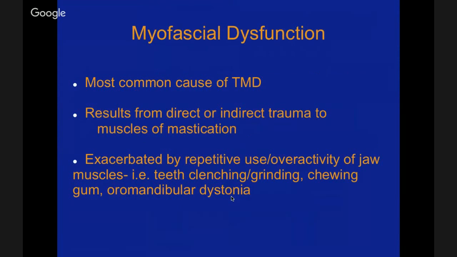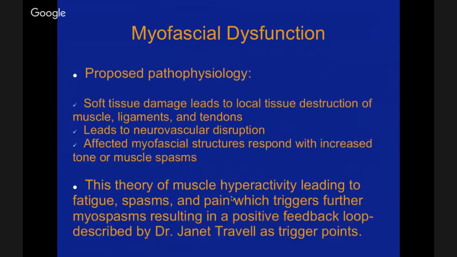Myofascial dysfunction is overall the most common cause of temporomandibular dysfunction. It results from direct or indirect trauma to the muscles of mastication, and it's usually exacerbated by repetitive use or overactivity of the jaw muscles, such as teeth clenching, grinding, chewing, or mandibular dystonia. Bruxism can also have a cause and effect relationship with myofascial dysfunction.